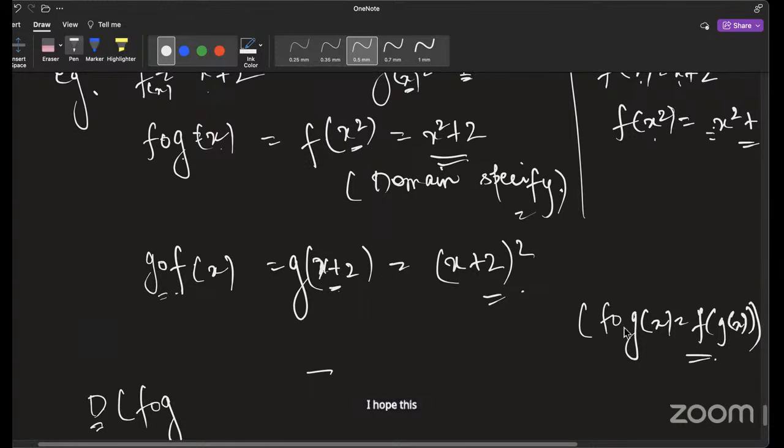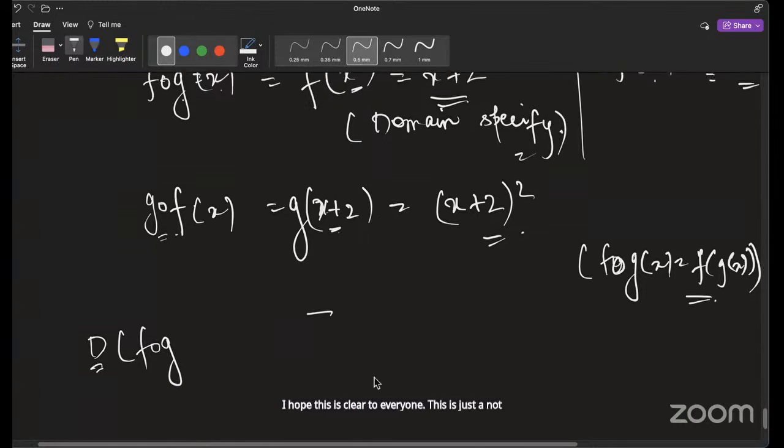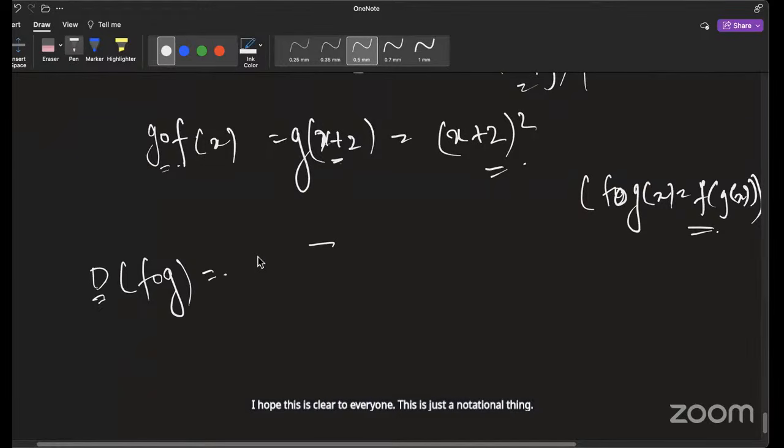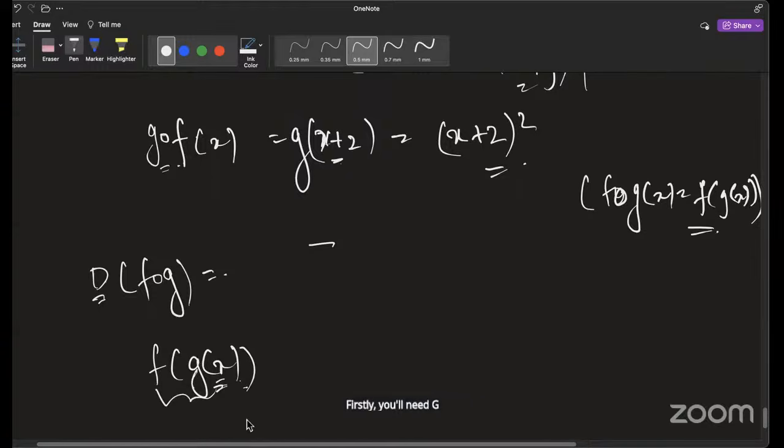I hope this is clear to everyone. This is just a notational thing. So what's the domain of FOG? First, domain is basically what you can put in here, right? For which this whole thing is defined. So firstly, you will need G to be defined on X. So you need X such that your G is defined on it, right? And what do we call the collection of all the X where your G is defined? That is called the domain of G.